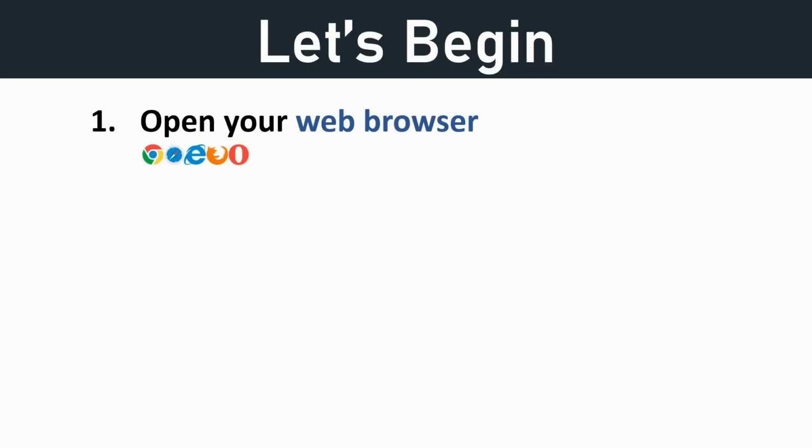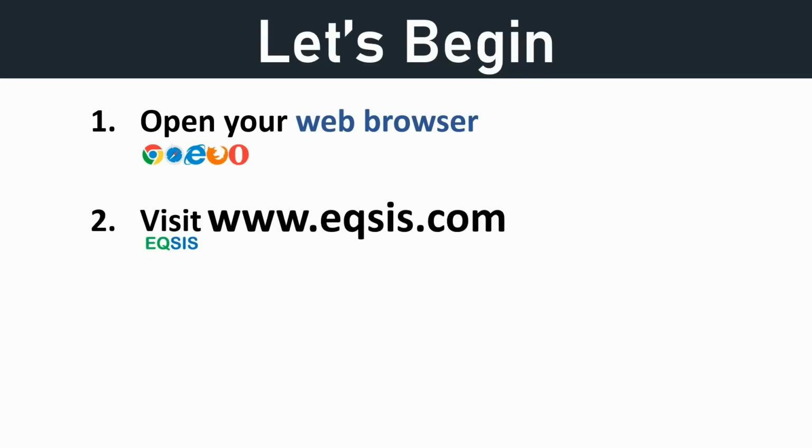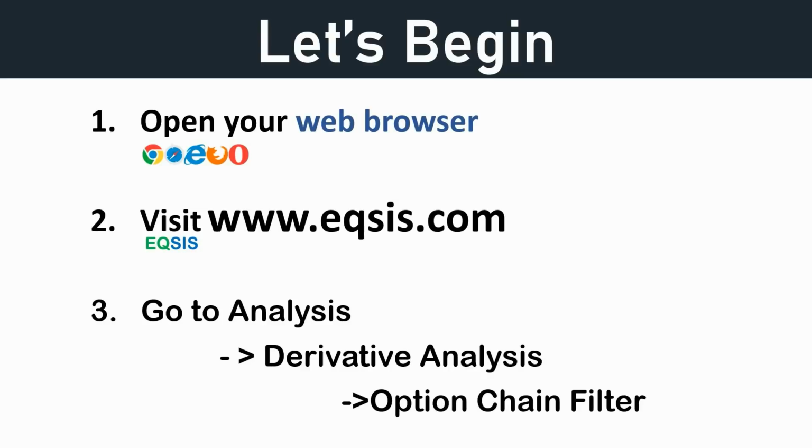Let's begin from here. To find the option chain filter, you just have to open your browser. We recommend Chrome, but be it any browser, you have to visit www.eqsis.com. Then you find a menu called analysis. There you see derivative analysis, and you have to find option chain filter underneath. So when you get into this particular one, you see an option filter with various parameters that can probably help you to find the right stock in a matter of a click.